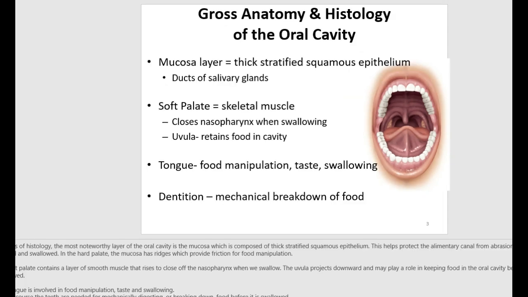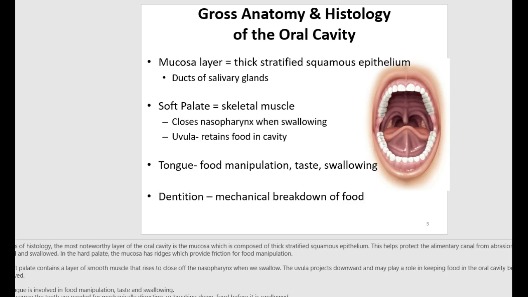In terms of histology, the most noteworthy layer of the oral cavity is the mucosa. It's composed of thick stratified squamous epithelium that helps protect the alimentary canal from abrasion as food is ingested, chewed, and swallowed. In the hard palate region, the mucosa has ridges which provide friction when we manipulate our food.